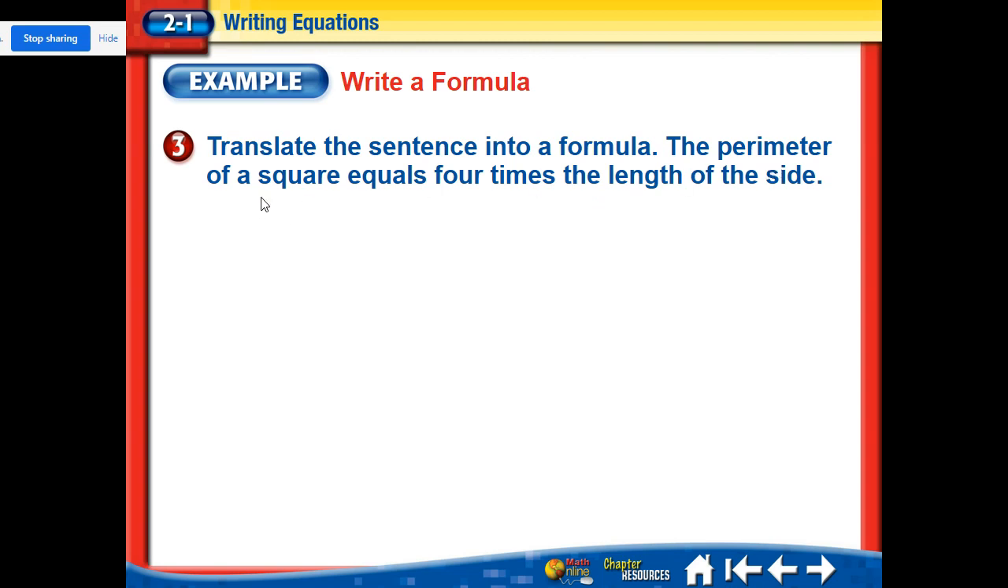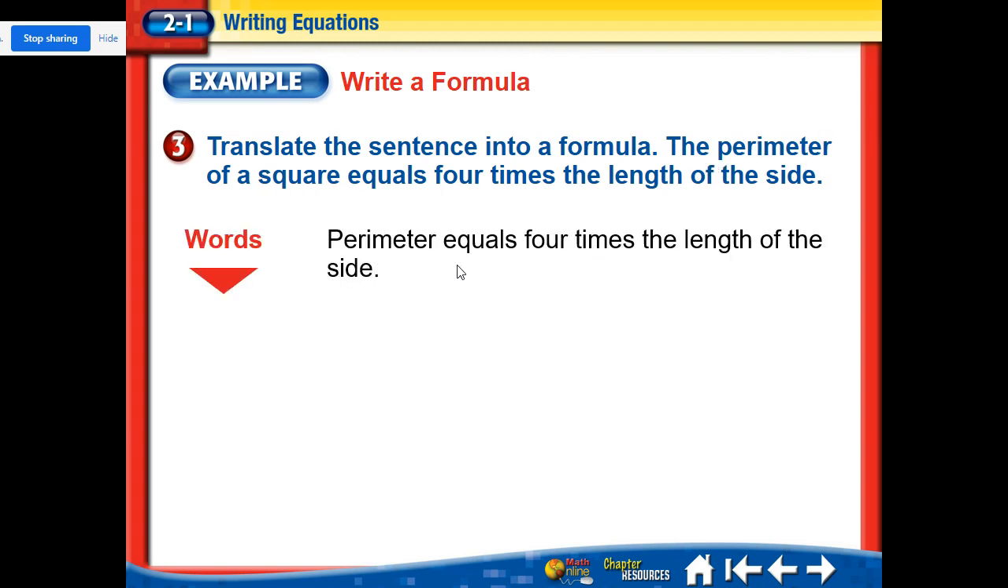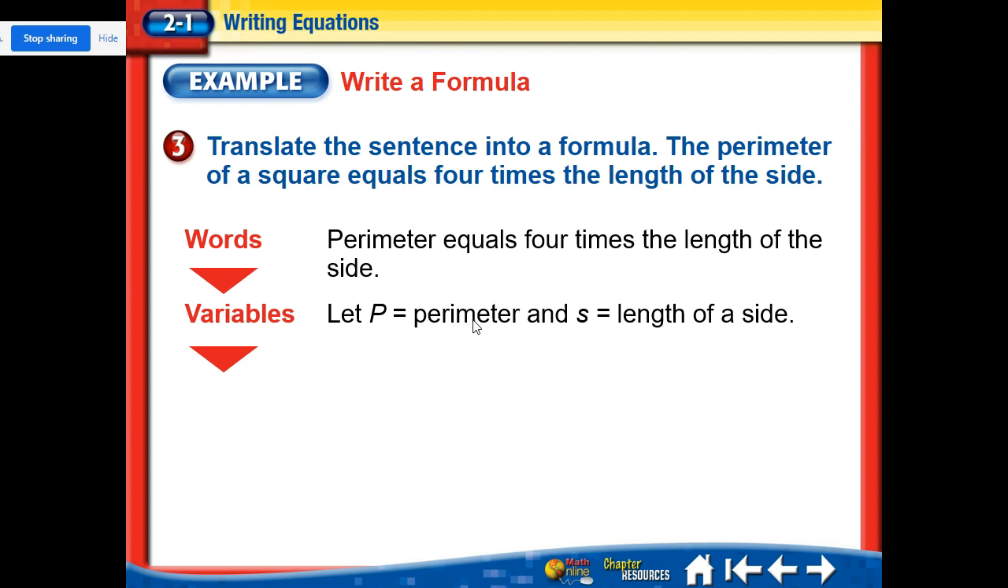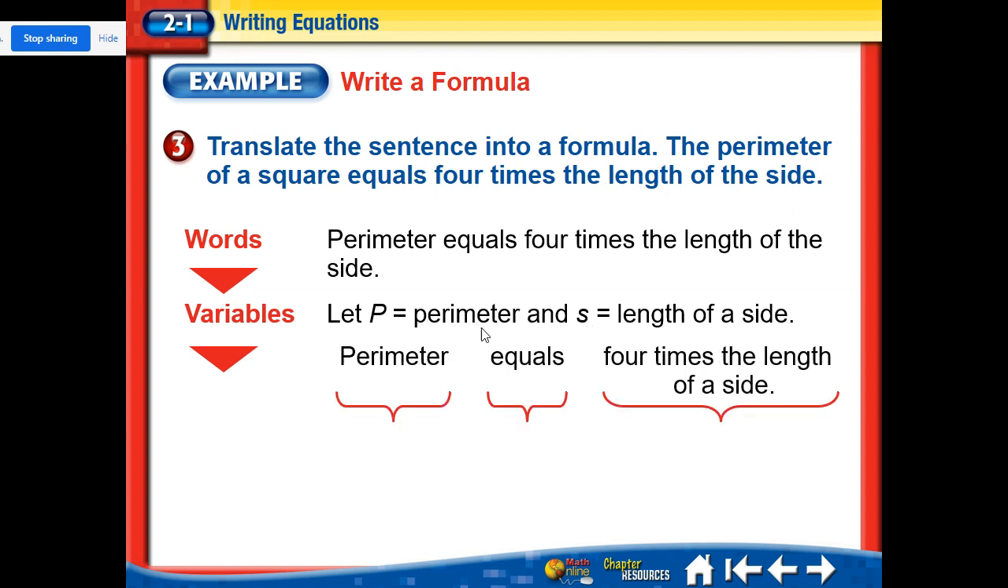The perimeter of the square equals 4 times the length of a side. Now, perimeter, we normally write down as a p. So perimeter equals p. And the length of a side we normally use s. So perimeter equals 4 times the length of a side. So perimeter is p equals 4 times s. So 4s. So p equals 4s.